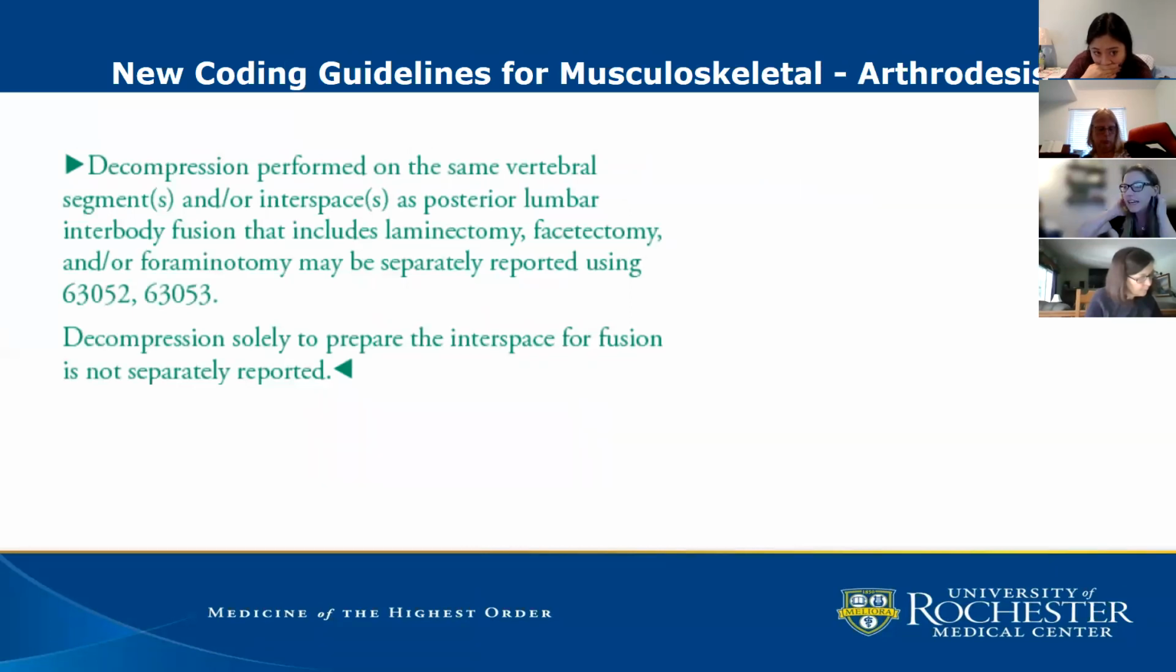Our last guideline, again for the musculoskeletal system, is for the arthrodesis. It's basically saying that if the decompression for the arthrodesis is performed on the same vertebral segment or interspace as a posterior lumbar interbody fusion, and it includes a laminectomy, a facetectomy, or a foraminotomy, these can be reported separately by using 63052 or 63053. However, if the decompression is performed solely for that interspace fusion, it would not be reported separately.